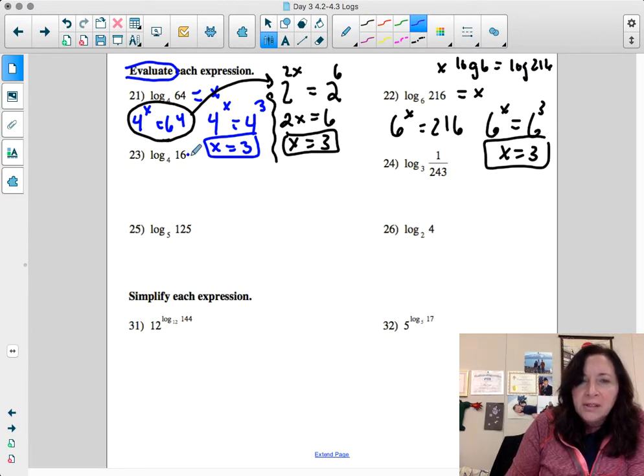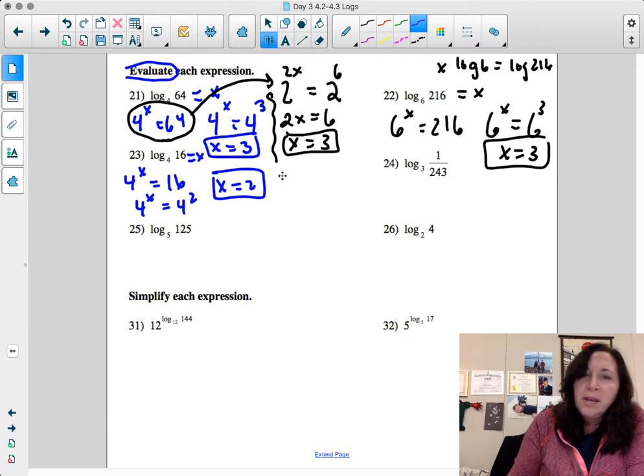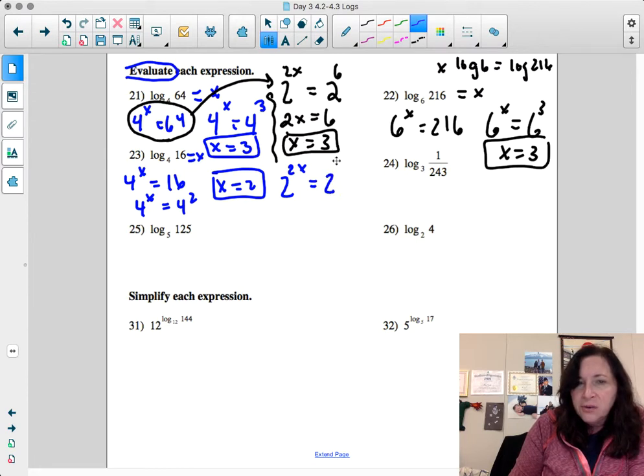This one, I'm going to set equal to x. So I'm going to get 4 to the x power equals 16. And that's 4 to the x power equals 4 squared. So x is equal to 2. Again, I could have broken that down farther and said 4 is actually 2 squared, to the x, equals 16, which is 2 to the 4th power. So I get 2x equals 4, and then x is equal to 2.